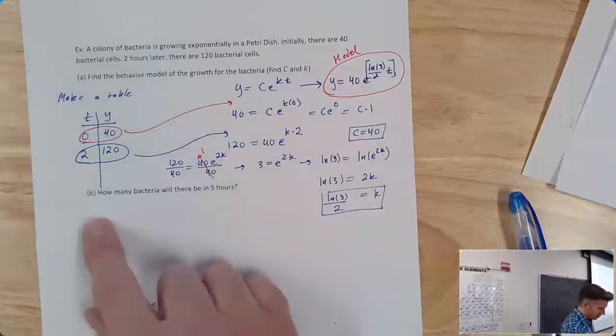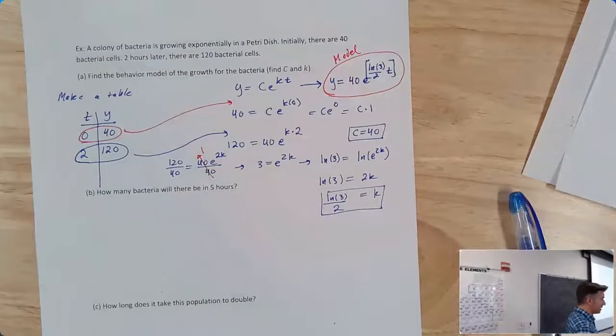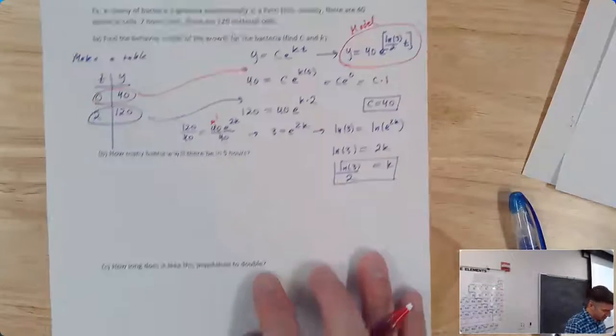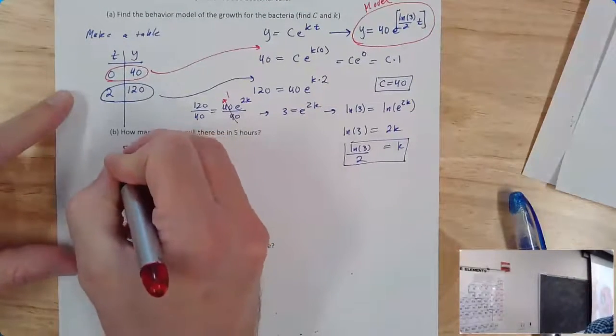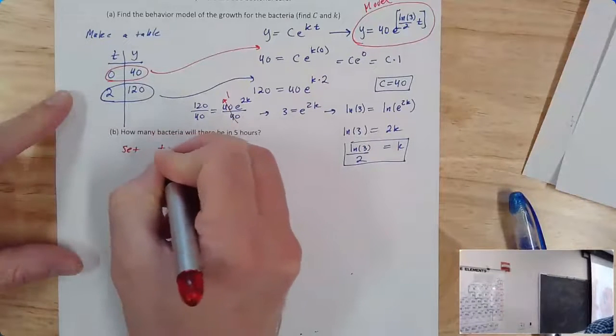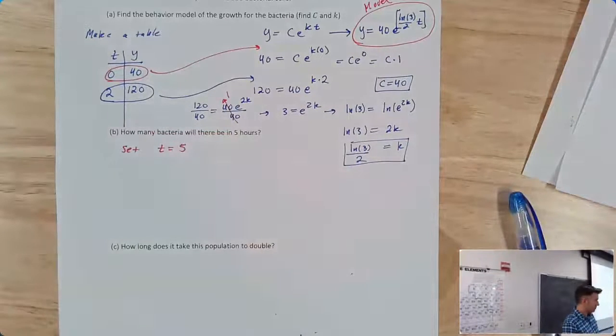Now let's look at part B. How many bacteria are there going to be in 5 hours? So what I'm going to do is say, well, what am I setting equal to 5? Am I setting y equal to 5 or t equal to 5? It's a measure of time. So we're going to set time equal to 5 and solve for whatever's left over.